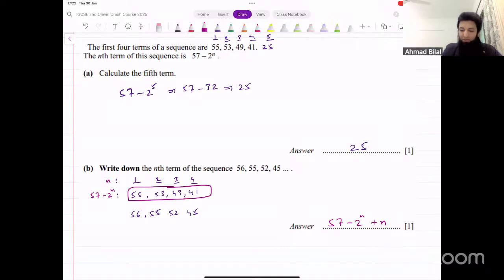You write one sequence, and below that you write the other sequence, and then on top you have n written, and that will help you understand what pattern is being followed in that particular sequence.